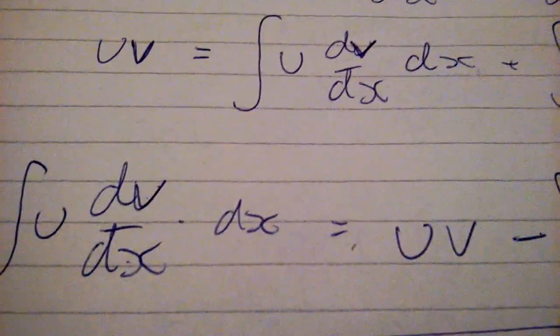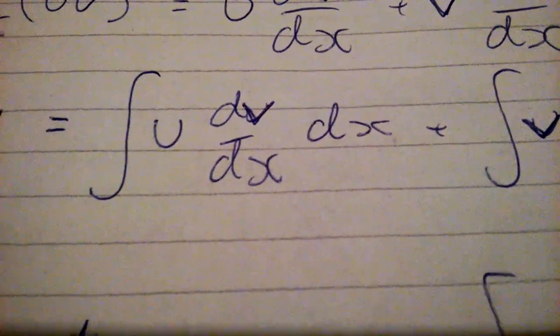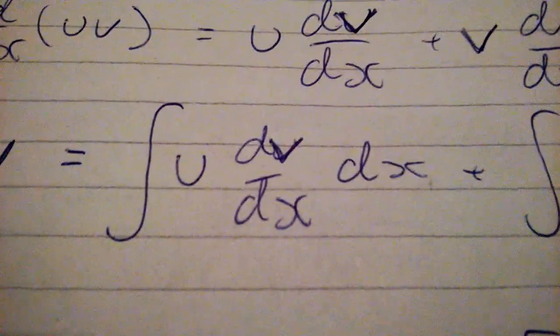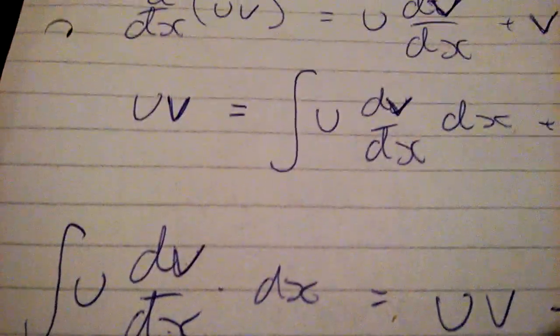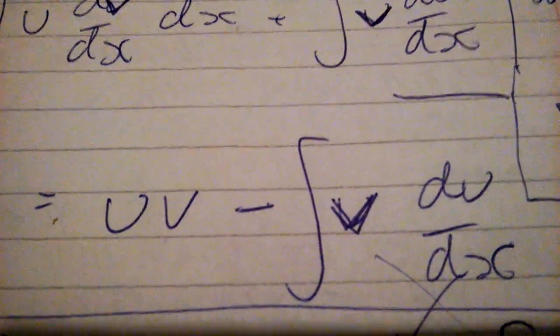So what we want to do is take the u dv by dx integral and put that on its own. So the integral of u dv by dx is just uv, subtract the integral of v times du by dx.